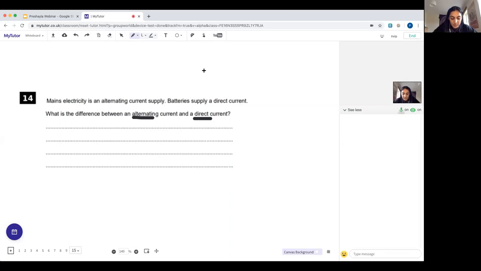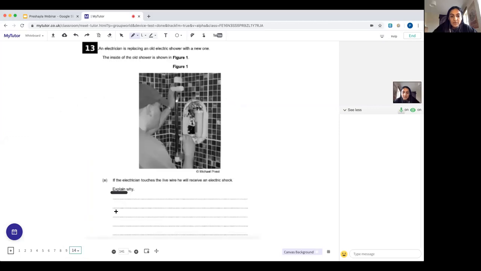So someone's just asked what type of potential difference was the previous question. So the potential difference in the previous question is indeed AC, because it's plugged into the wall, right? It's plugged into our mains electricity. That's the way that the shower works. The shower does not work on a battery or a cell. It works by plugging it into the socket. So that's how that one works. It's an electric shower.